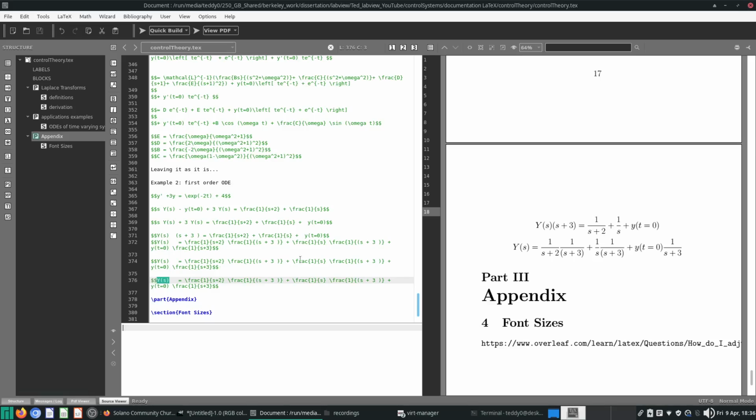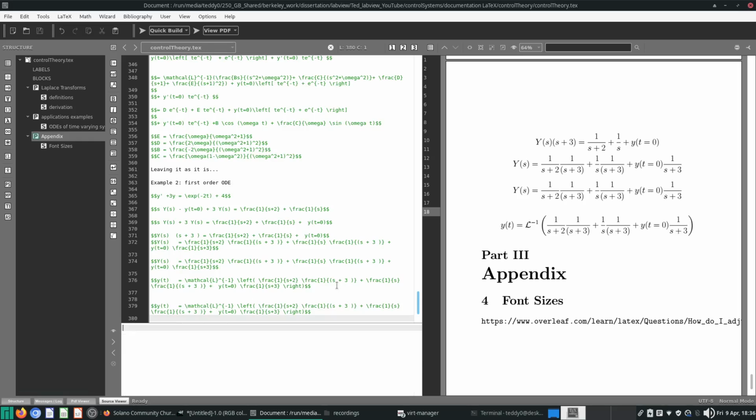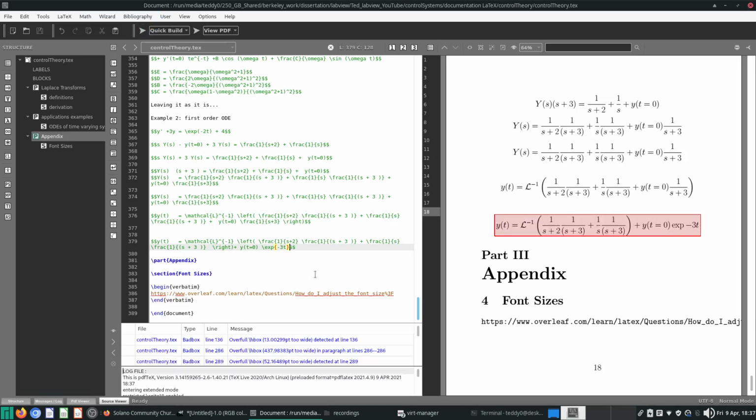Okay, let's get back our y of t. So we'll just take the inverse Laplace of all of this, L to the minus 1, left bracket, and we'll have a right bracket here. Okay, the initial condition one is pretty simple. This is actually just exponential minus 3t.